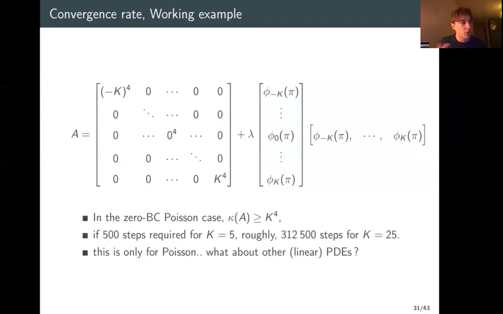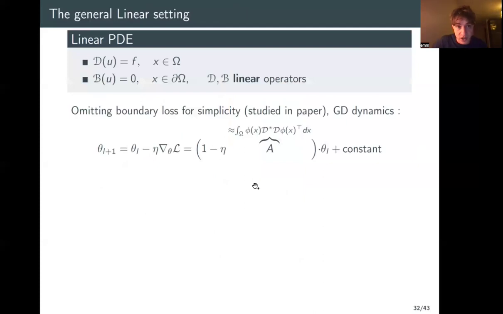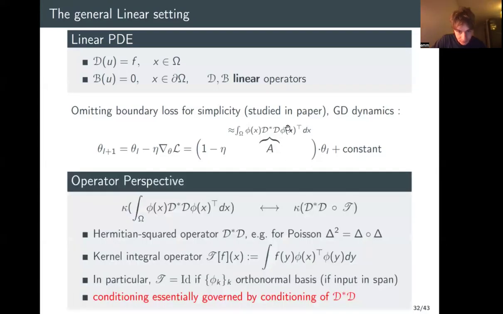Now we can think about other linear PDEs. It turns out you can generalize this quite simply. Here I'm omitting the boundary, but it's actually studied in the paper. But essentially the gradient dynamics are going to be governed by this matrix A. We already saw that this matrix A is going to look like this. And in particular, we have this Hermitian squared operator D star D here. And this is actually the culprit.